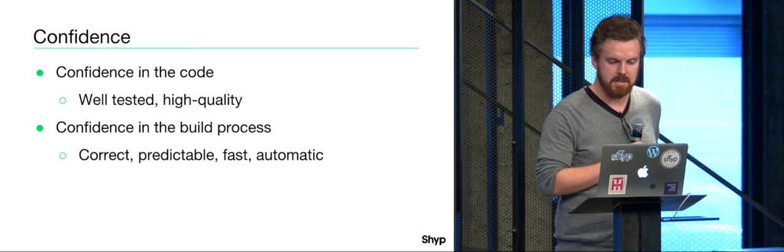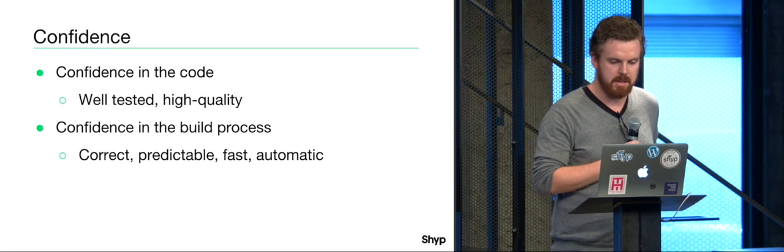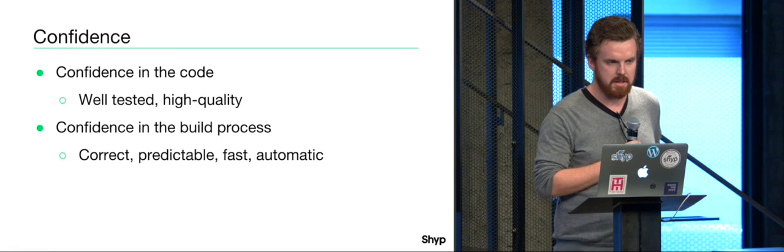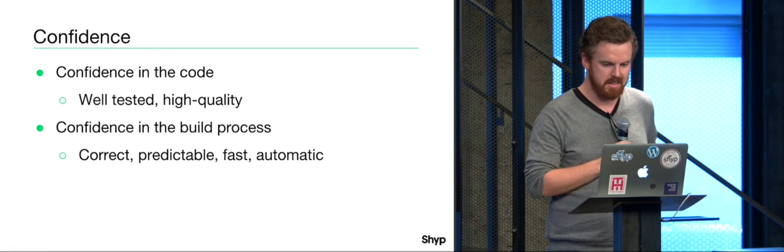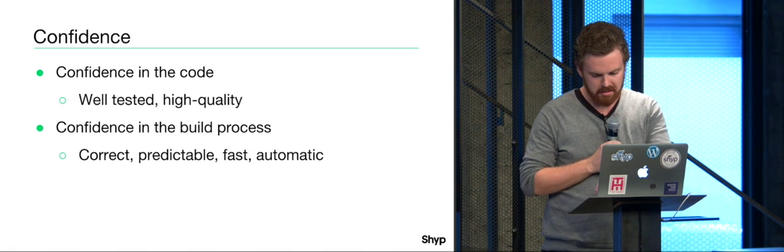So we want to know that the build is doing what we expect. You know, it's doing it pretty quickly. And most importantly, we want to know that it's not subject to human error. So there's no room for somebody to kind of fat finger the deployment process and mess something up. And so Circle handles a lot of this for us, which is great.